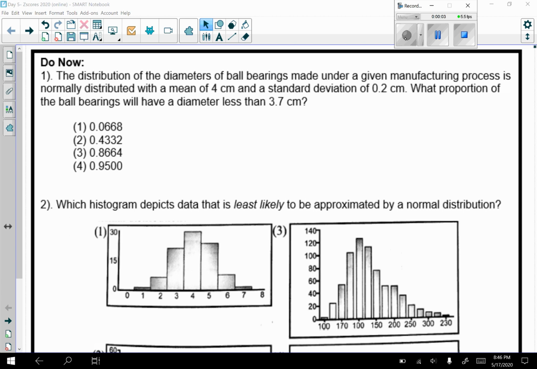So here is our do now for today. Take a minute, pause the video, give it a try on your own, and then when you're ready, hit play to check your work.